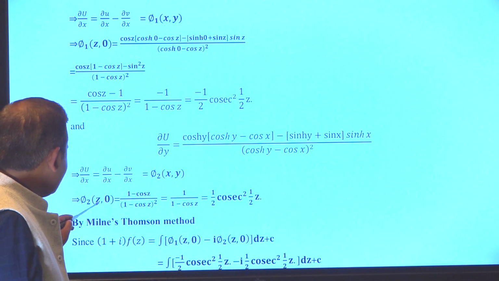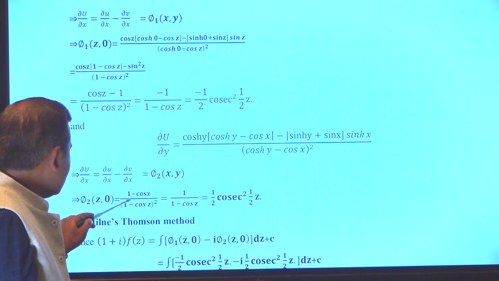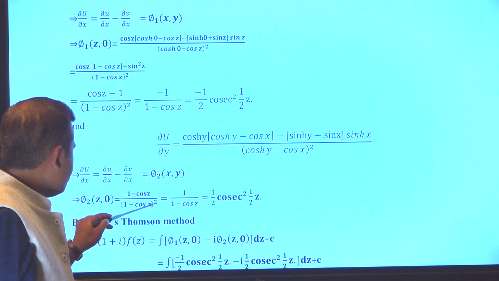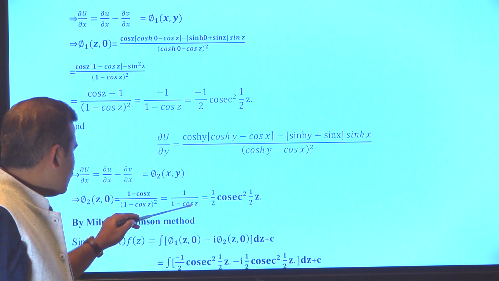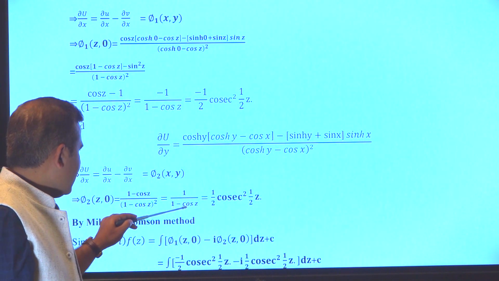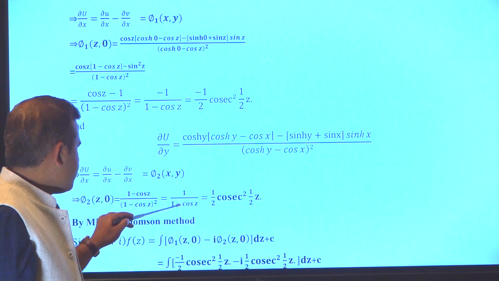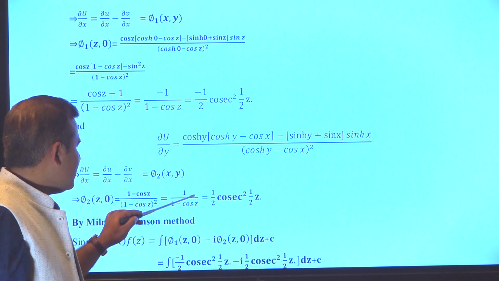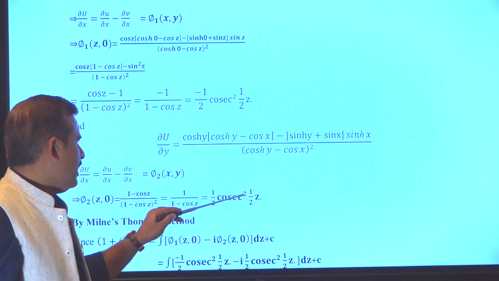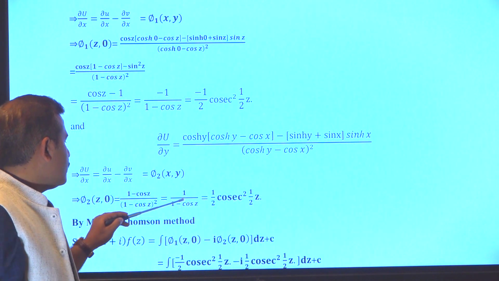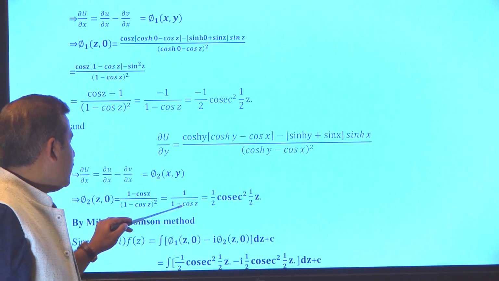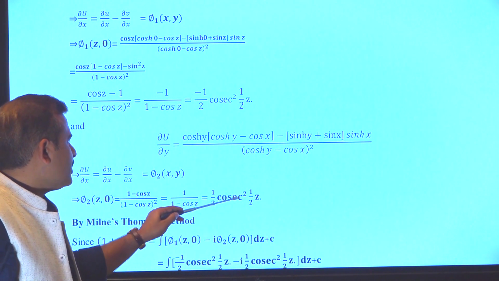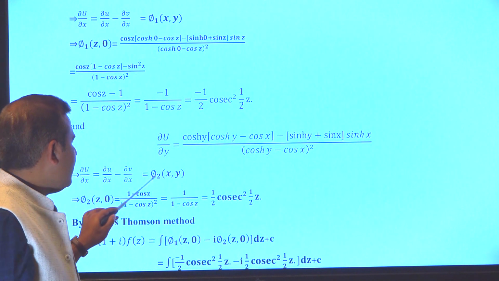So phi 2 of z comma 0 becomes (1 minus cos z) divided by (1 minus cos z) whole square. One factor should be cancelled, so it becomes 1 by (1 minus cos z), and 1 minus cos z should be written as 2 sin square z by 2. Sorry, 1 minus cos z becomes twice of sin square z by 2, so it becomes half of cosec square z by 2.